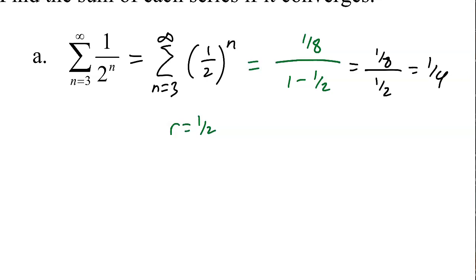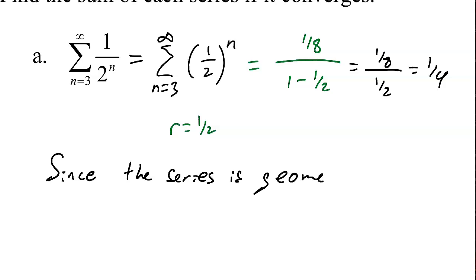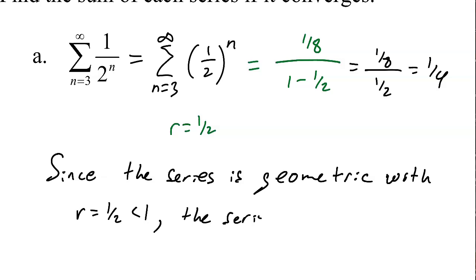So what I'm going to say is, since the series is geometric with r equal to 1/2, which is less than 1, the series converges to 1/4.